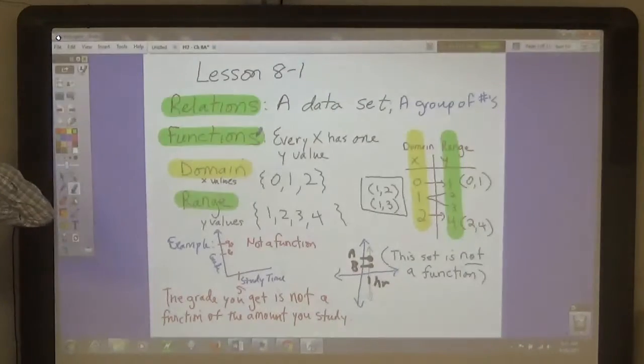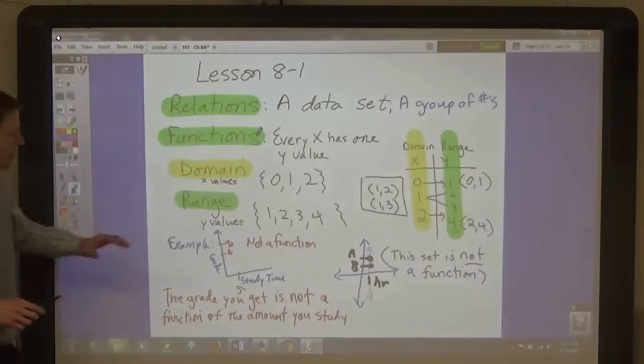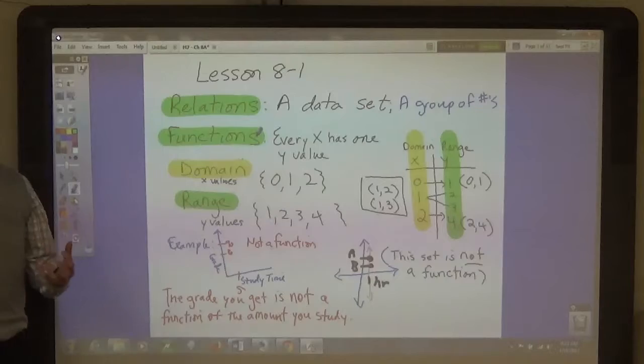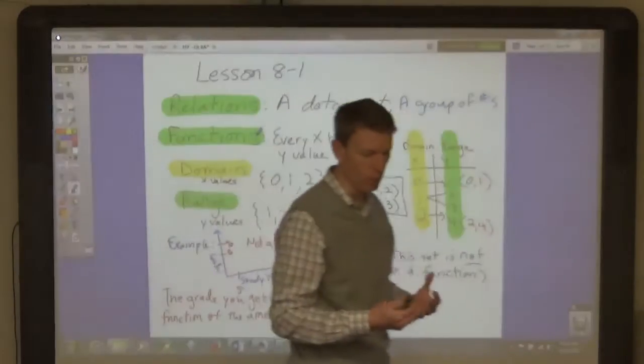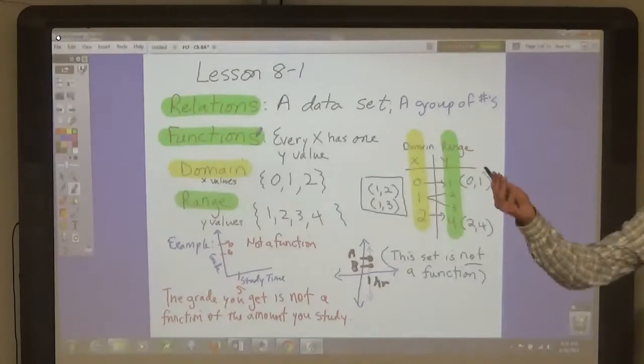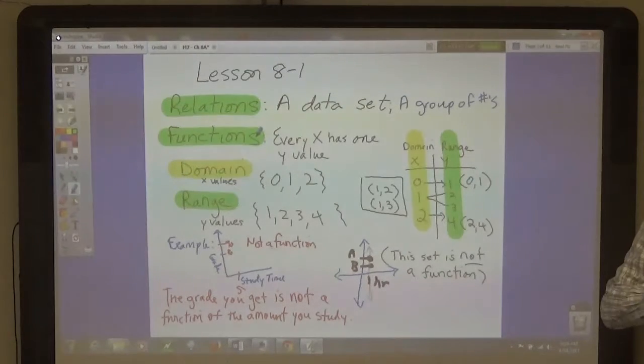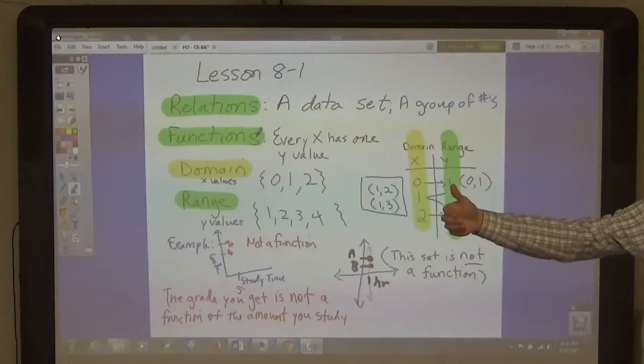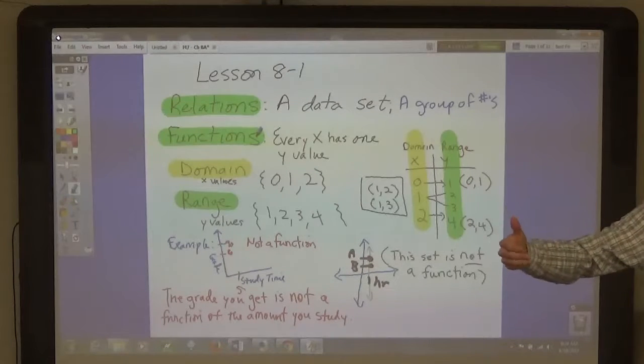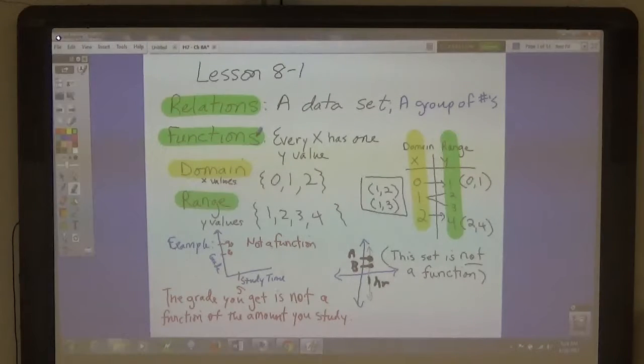Now, I'll give you an example of a situation that would give you something that's not a function. We already talked about feet and inches. Converting feet and inches is a function, because every time you have a different amount of feet, that would give you a different amount of inches.